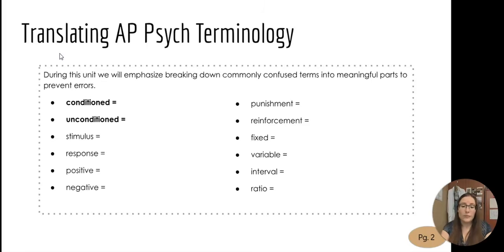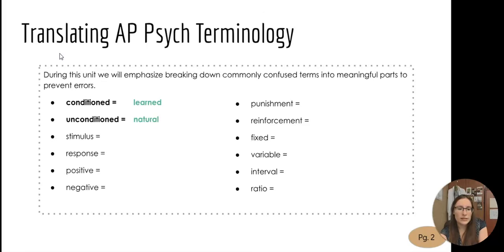So, first thing is conditioned will always mean something has been learned. It's not a natural behavior, it's something that we have manipulated and changed into happening. If something is unconditioned, it'll be the opposite. So rather than saying unlearned, I'm going to say it's natural. It's something we never had to learn. It tends to be something that's more innate.